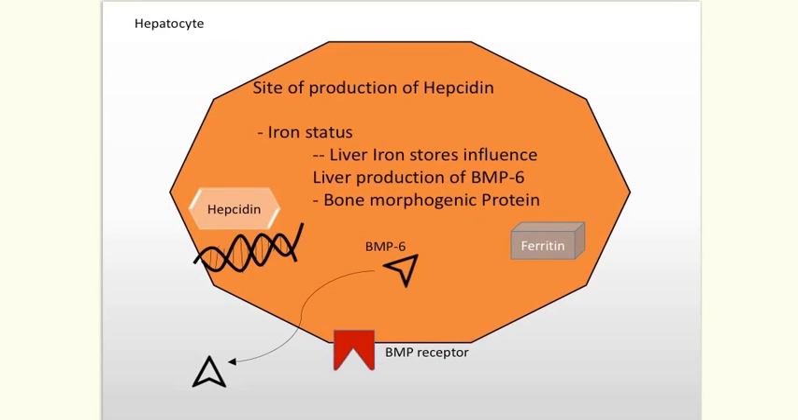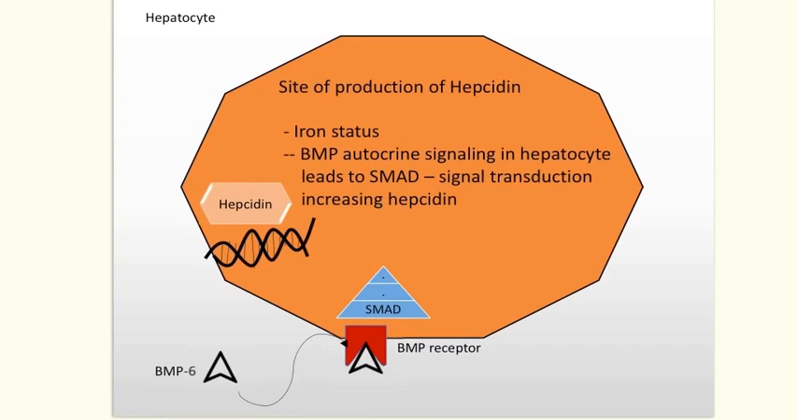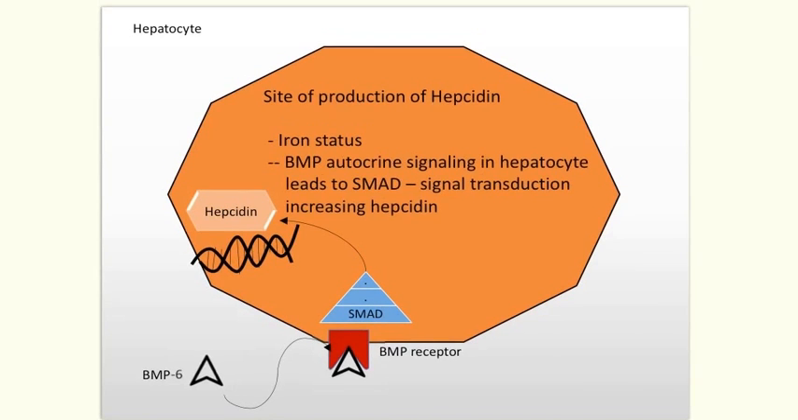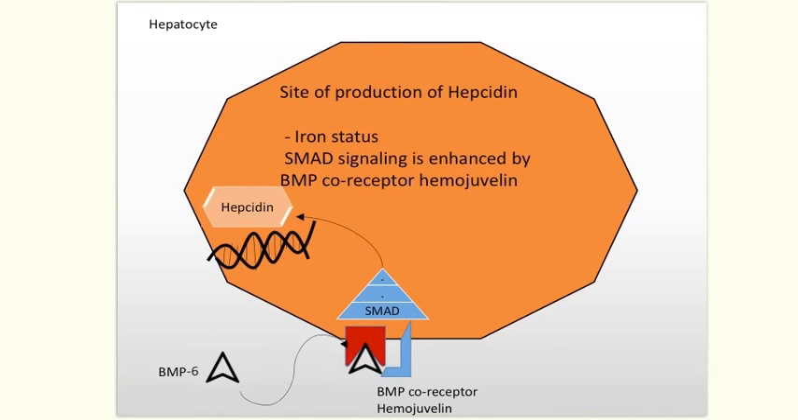And oh my goodness, is that a BMP receptor over there on that hepatocyte? Oh, autocrine signaling! So BMP will bind to the BMP receptor. That will activate SMAD pathway, which will cause the production of hepcidin. Now the BMP receptor can do that all on its own, but it works a lot better when it has a co-receptor called hemojuvelin. Now you might be able to guess it's called hemojuvelin because it causes juvenile hemochromatosis type 2. More specifically, it's juvenile hemochromatosis type 2A.